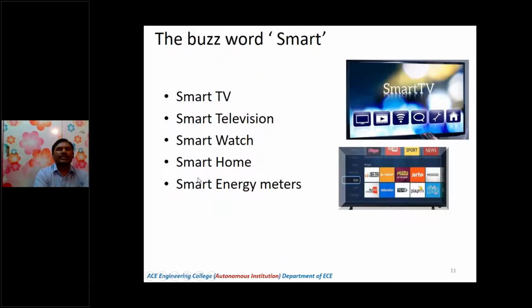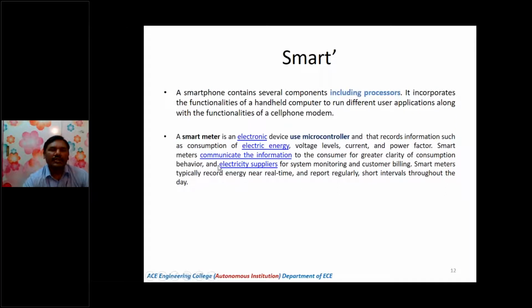And we are using a buzzword called smart everywhere. So what is the meaning of smart? Smart TV, smart watch, smart home, smart energy meters. Smart means, here, a smartphone contains several components, including processors. It incorporates the functionalities of a handheld computer to run different user applications. So this is the difference between a smartphone and a normal phone. It is used to run different user applications because it acts like a handheld computer.